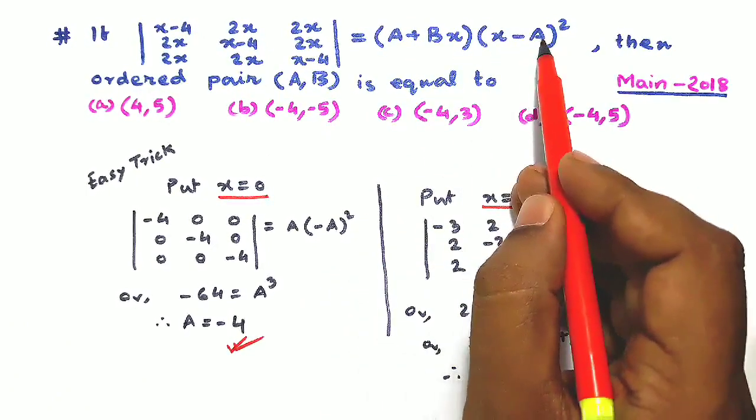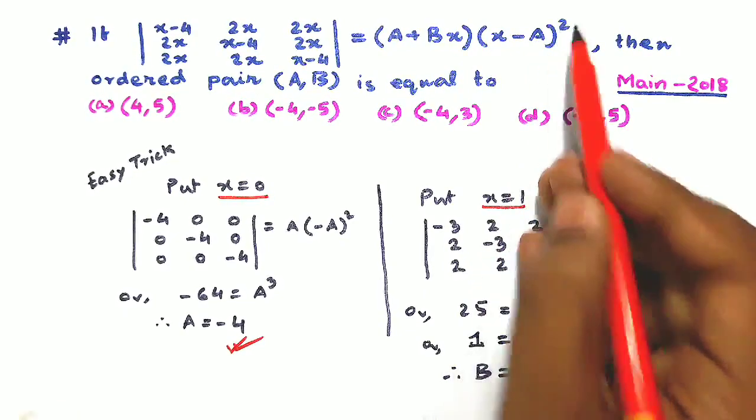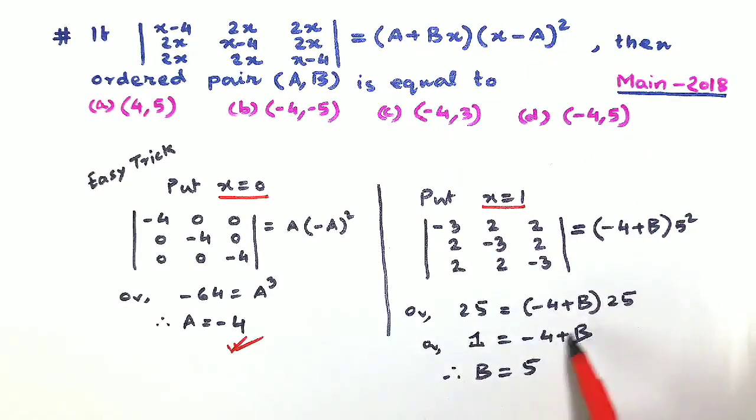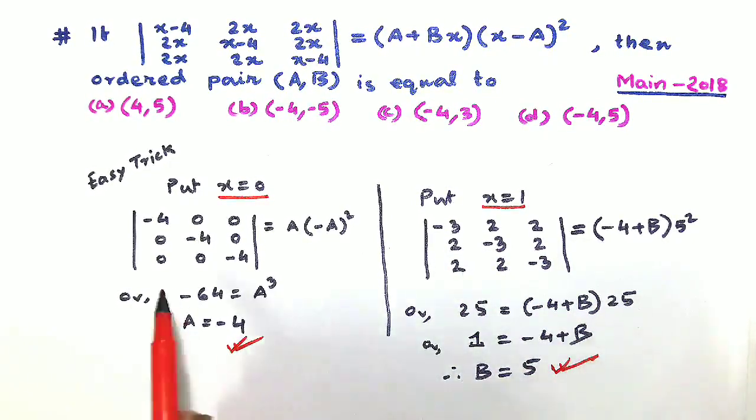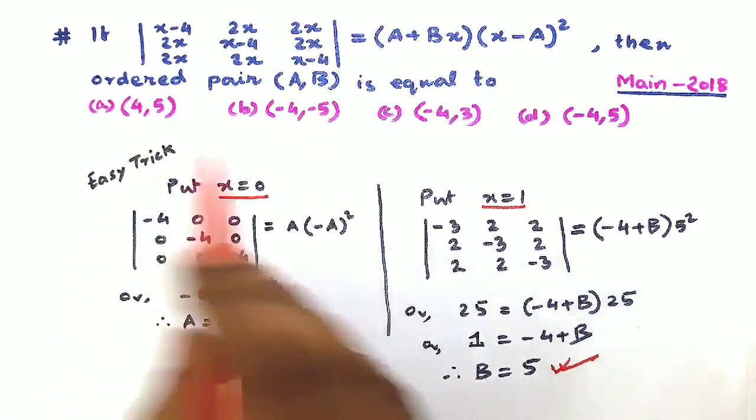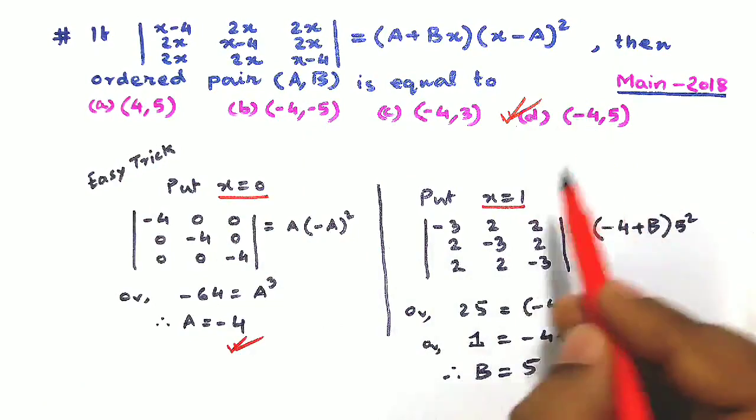Into 1 minus of minus 4 whole square. This is minus 4 plus B whole into 25, and on the left side the value of the determinant will be 25. So this 25 is cancelled, so we are getting exactly B is equal to 5. So the ordered pair will be minus 4 and 5. This is option D.